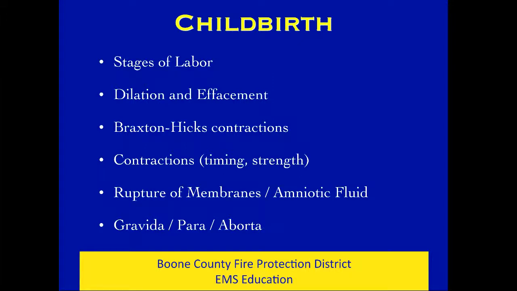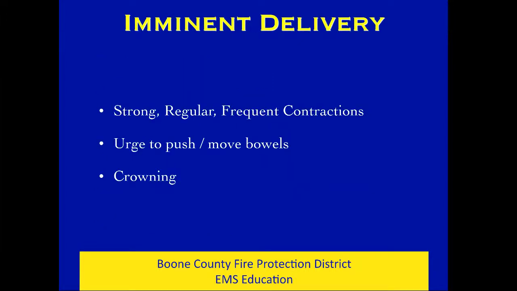So a patient that's G3P2A1 is pregnant for the third time, G3, gravida 3, and they're para 2, they've delivered twice, and then they had one abortion. Just as an example. And again, read about that in your book and get right with that terminology.